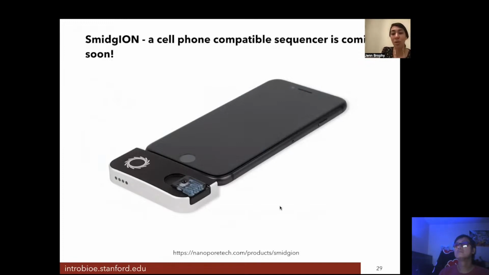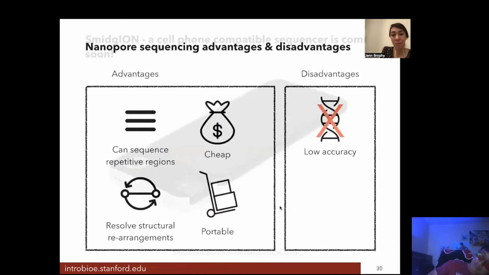And I just think it would be so fun to have a little device that you plug into your phone and that you can take sequence of maybe in the field or on the fly. So here are some of the advantages and disadvantages of Nanopore. It can sequence repetitive regions. It also does really long reads like the PacBio system that I showed you before. It's pretty cheap, it can resolve those structural rearrangements, and it's portable.